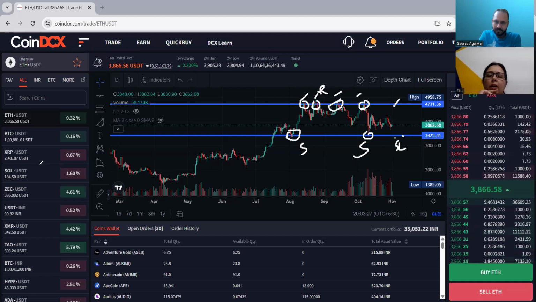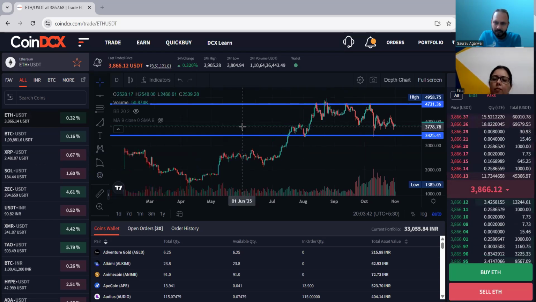So again, you're saying we'll enter when it's at resistance. No, in the support area you have to buy. Support, sorry, support. Here you have to buy, and then we can exit at resistance. Here you have to exit. Fine. So support and resistance is like this.